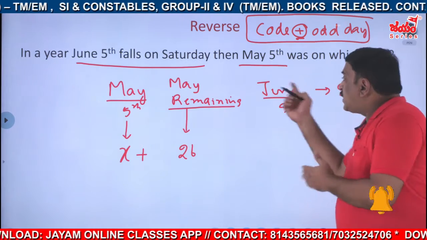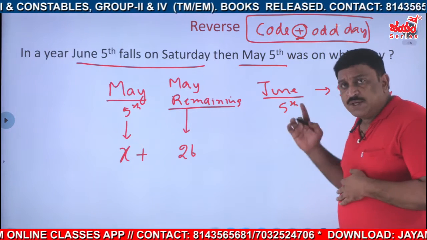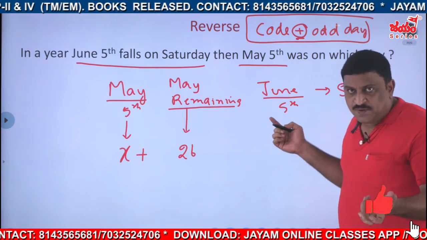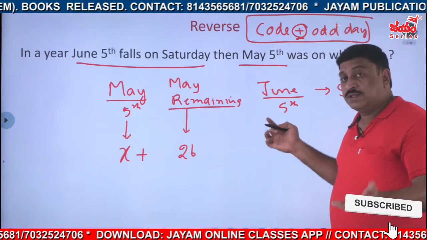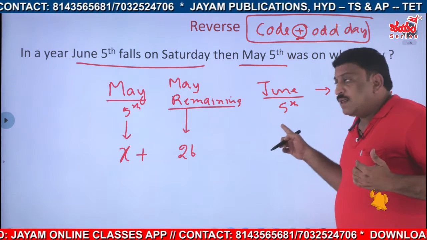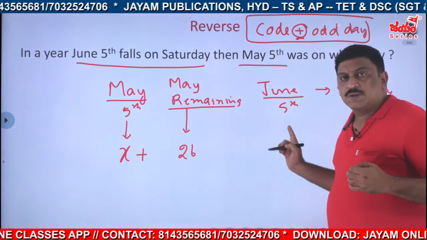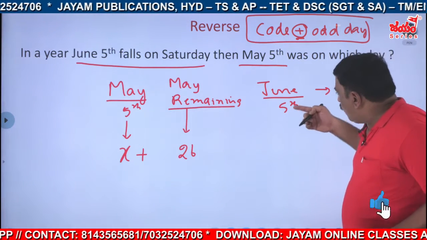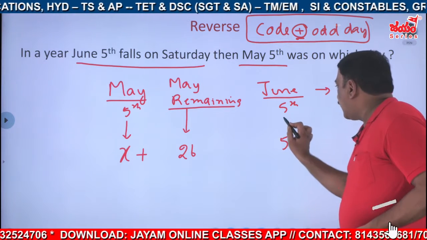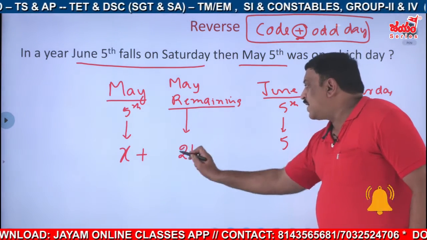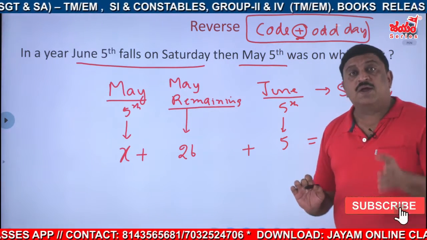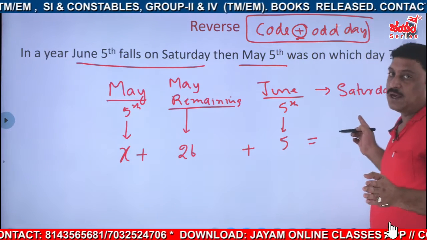Then, next month is June. June, how many days? Till the 5th we have to calculate, is it not? So, in our general way, we have to add this month and consider that also. So, June 5th means June total 5 days you have to calculate. So, that is 5 days. Once you calculate x plus 26 plus 5, you should get the answer that is already given, that is Saturday, right?